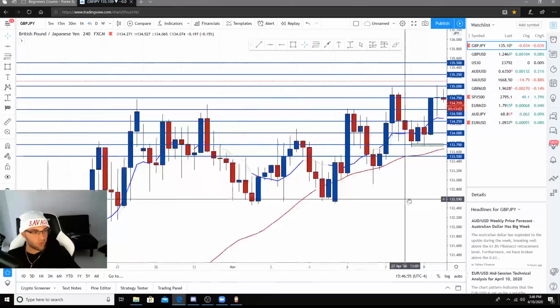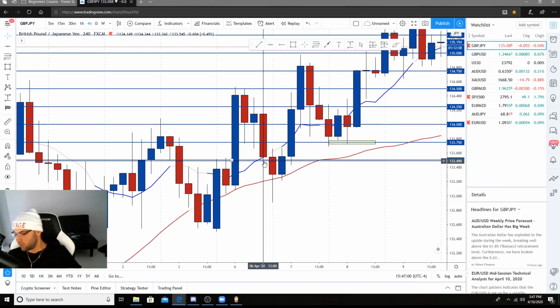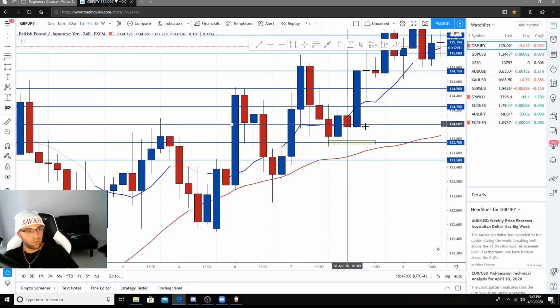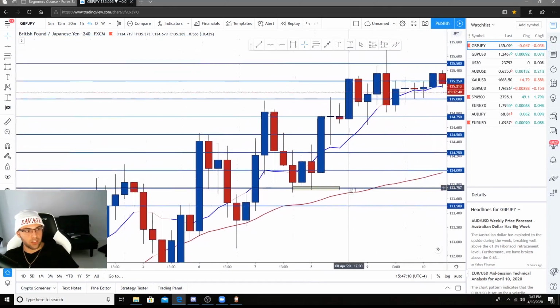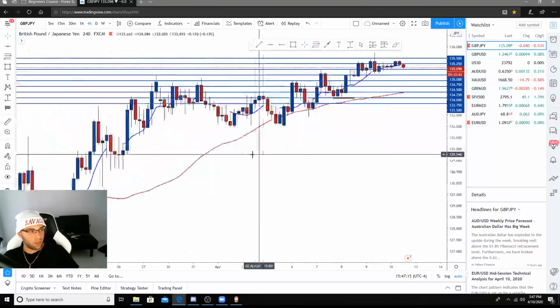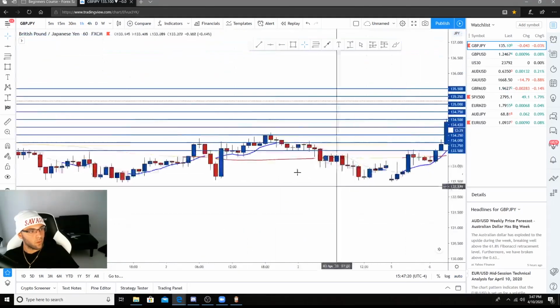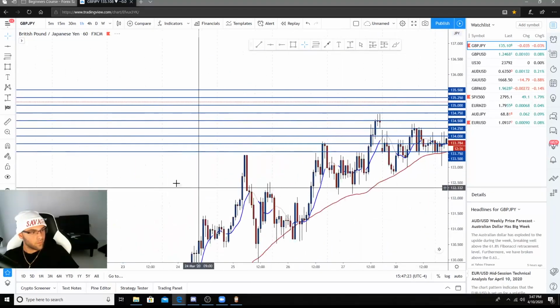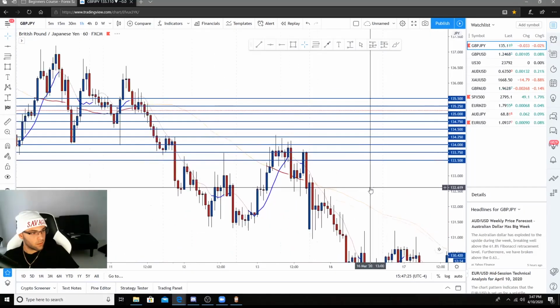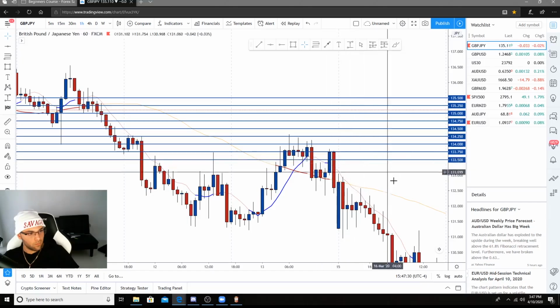Look how 4 hour zones also respect quarter theory points. Boom. Respect, rejection. Respect, respect, rejection, rejection. Look at that. The wicks in here tell it all. Go to the 1 hour. Look at that. Boom, boom, boom, boom, boom.